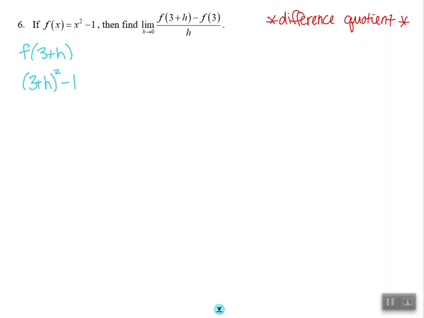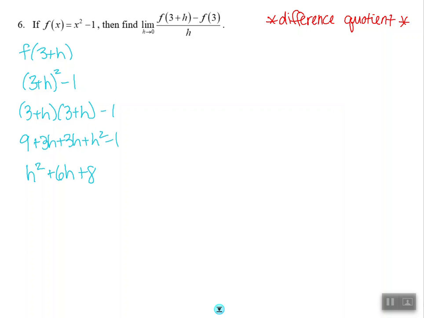Now I need to do my algebra. I need to square this binomial. So I get 9 plus 3h plus 3h plus h squared minus 1. So if I combine all my like terms, I have h squared plus 6h plus 8. I also need to figure out what f of 3 is. And this means that I plug in 3 for x in f of x. This just gives me 8.